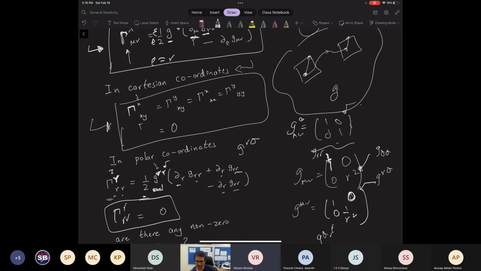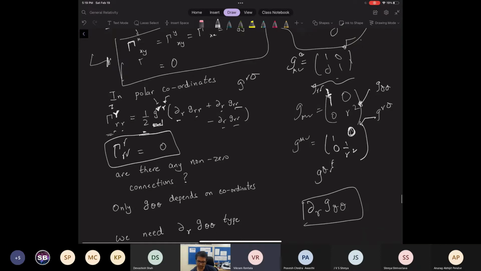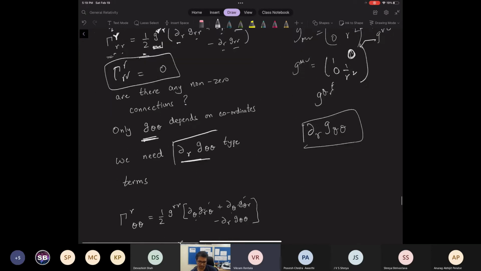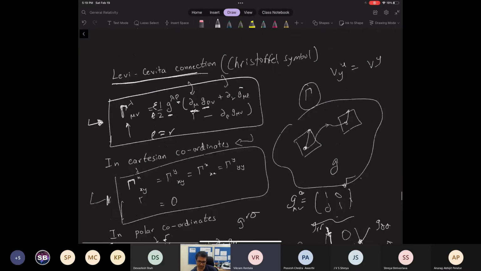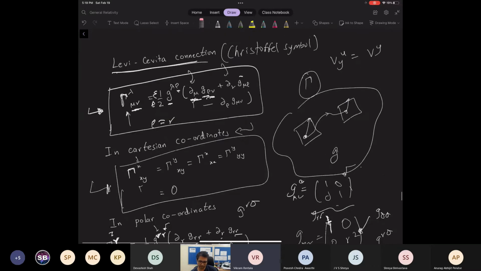Okay, and the Christoffel symbol that may be non-zero is the one where you take a derivative of g_θθ with respect to r. So you're using the fact that only g_θθ depends on coordinates, and we want terms inside the Christoffel symbol where there's a derivative with respect to g_θθ. If you think about the structure of the Christoffel symbol, in each term you have the lower indices μ ν, and you have the repeated index ρ.